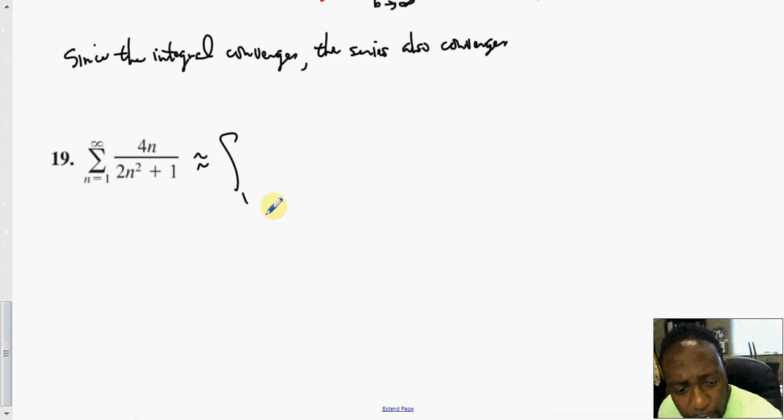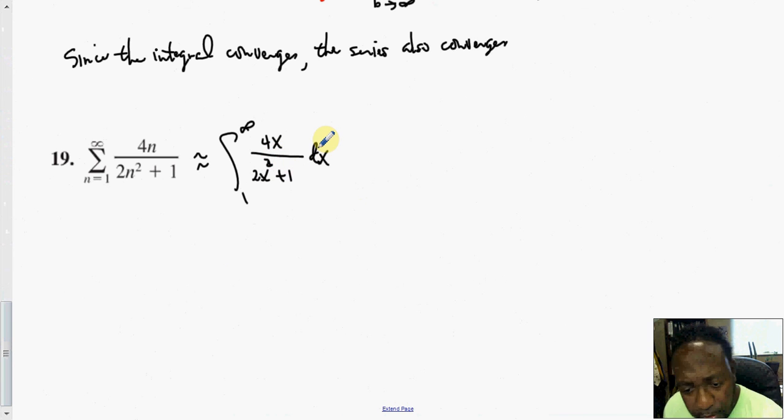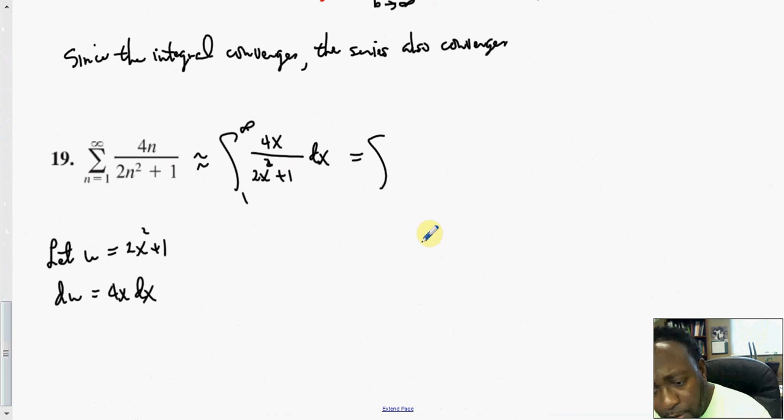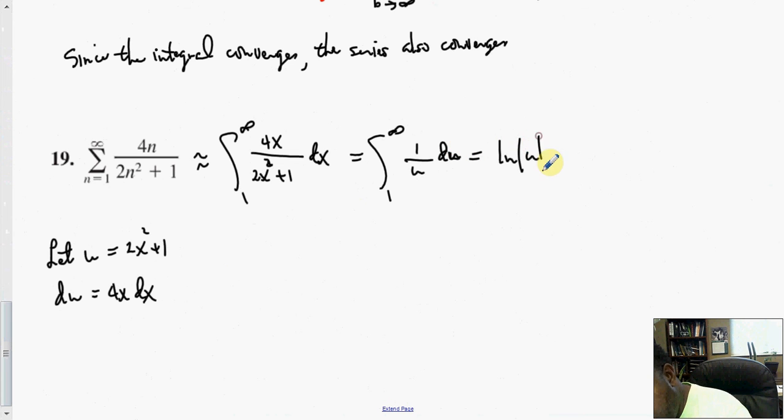This is comparable to the integral from 1 to infinity of 4x over 2x squared plus 1 dx. Again, a u du substitution. Let u equal 2x squared plus 1. So du is 4x dx. That's the numerator exactly. This is the integral from 1 to infinity. Notice here that we have 1 over u times du. And so this gives us the natural log of the absolute value of u evaluated from 1 to infinity.